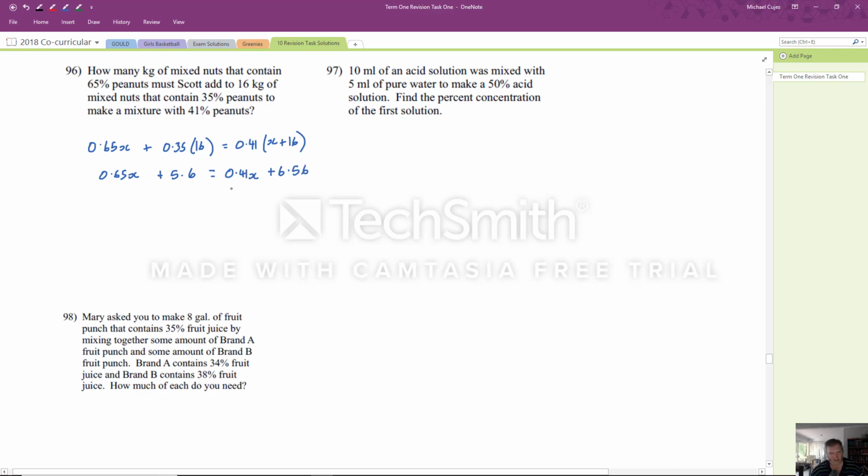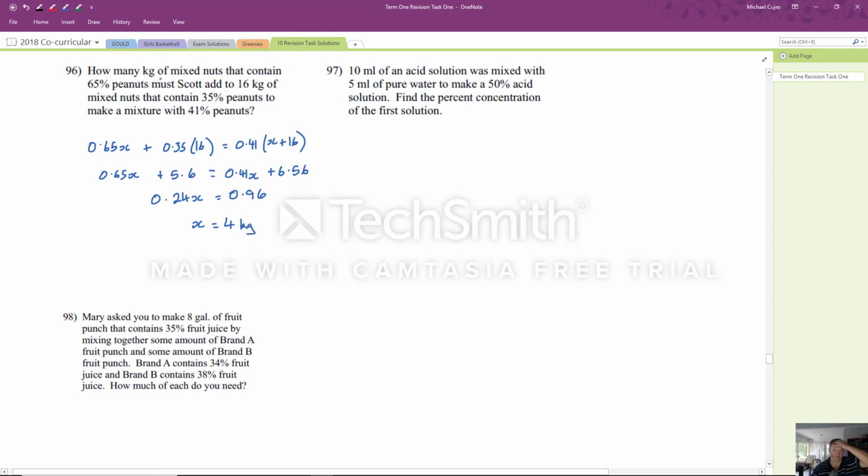Rightio, what are we trying to do? We're trying to collect all of our x's together, so I subtract 0.41x from each side. That's going to leave me with 0.24x. I want to get rid of this 5.6, so I subtract it from the other side, and I'm left with 0.96. What do I do as my last step? I just divide 0.96 by 0.24, and I have x equals 4, and the units were kilograms.